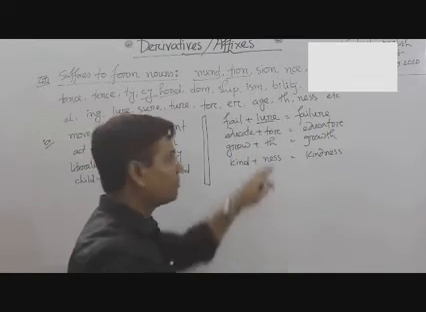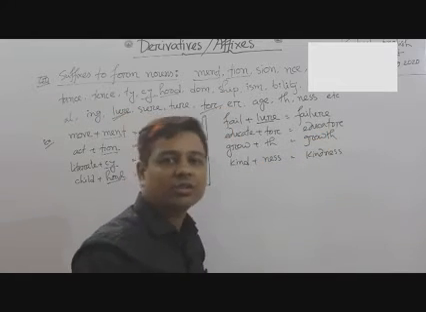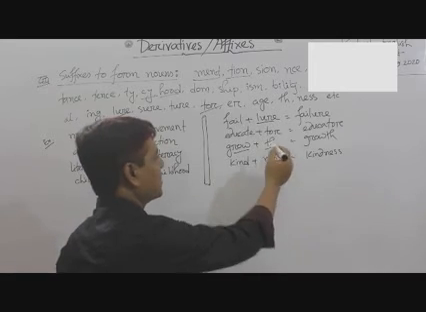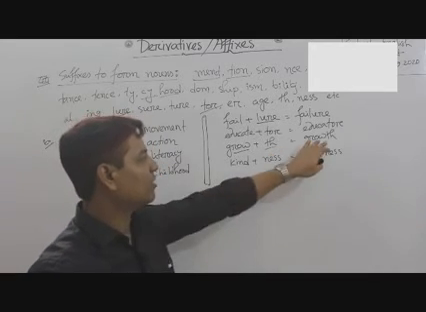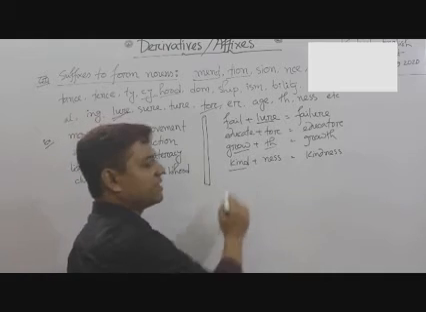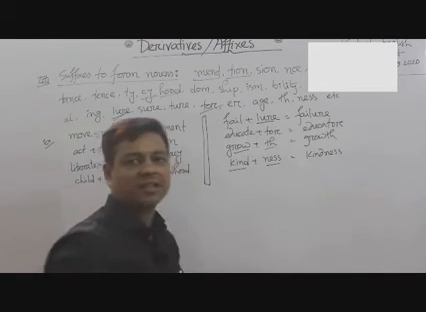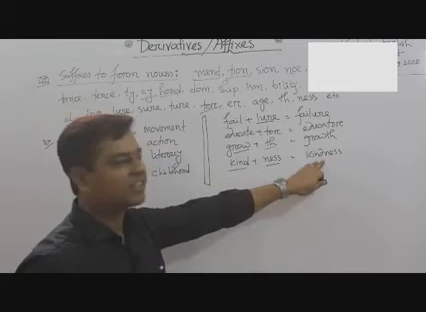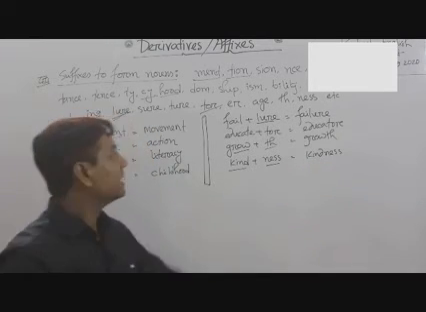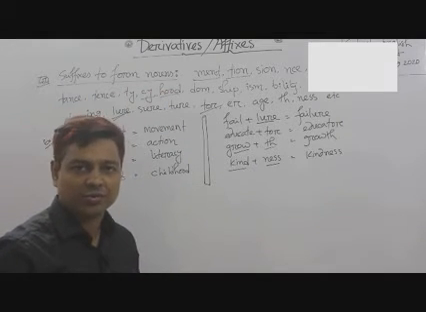Then educate plus tor, educator. Educator is a noun. Then grow is a verb. If you use the suffix th with it, the new word forms growth, and growth is a noun. Here kind is an adjective, and if you use suffix ness with it, the new word forms kindness, and it is a noun. In this way, we see that these are the suffixes that help us to form general nouns.